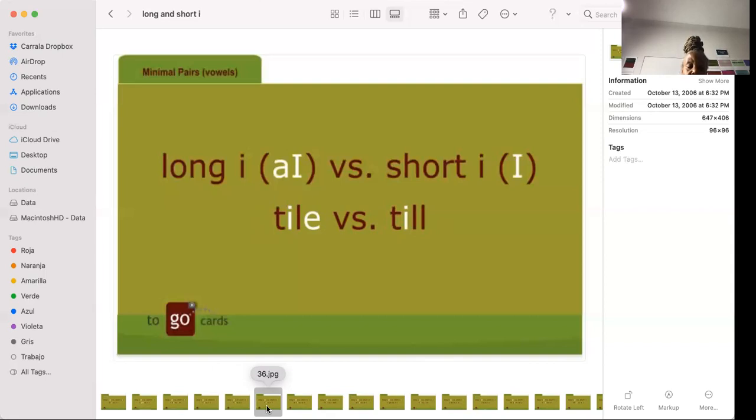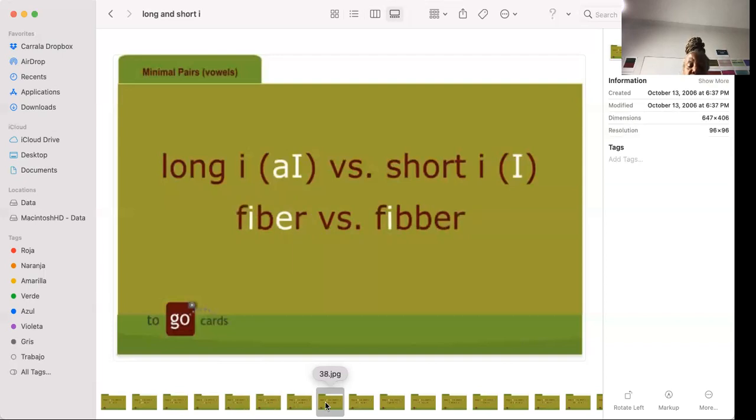Tile, till. Just for your own benefit, LL in English doesn't have a different sound like it does in Spanish. You add the extra L, but it doesn't have a different pronunciation, not like in Spanish when you have the LL and the L. Shine, remove that E, shin. Fiber, fibber.